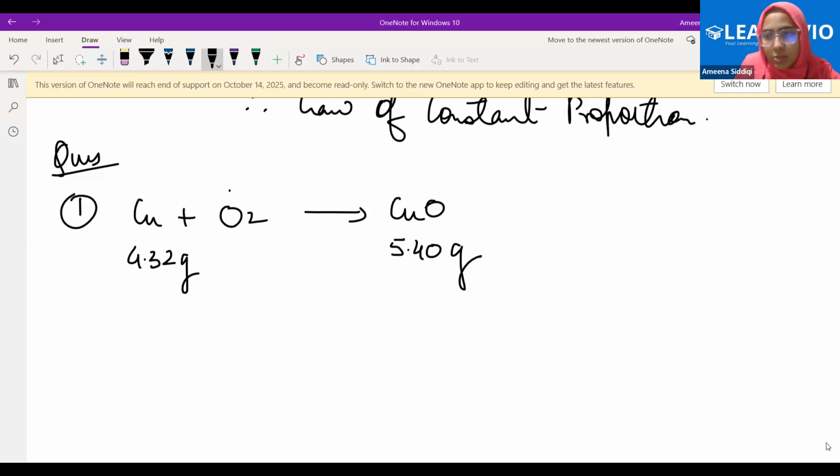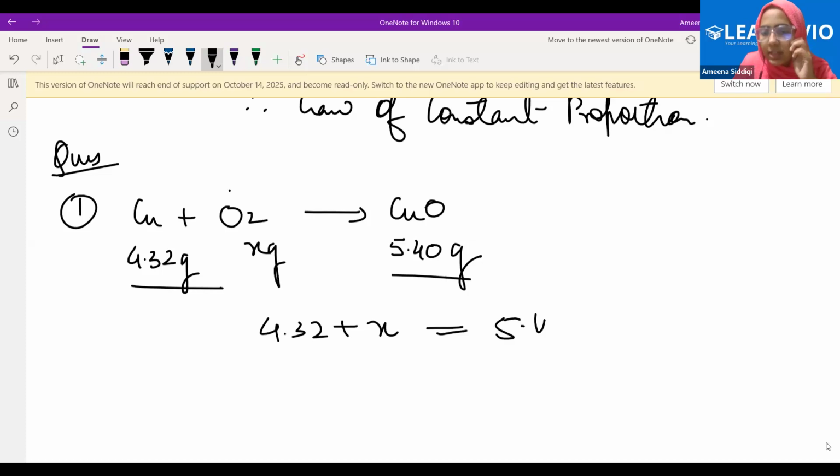Now, this is the equation that we have. First we will apply the law of conservation of mass. What does the law of conservation of mass say? The total mass on the product side and the total mass on the reactant side should be equal. So 4.32 plus x grams will give us 5.40 grams. X is equal to 1.08 grams. This is the answer that you get. Yes, ma'am.